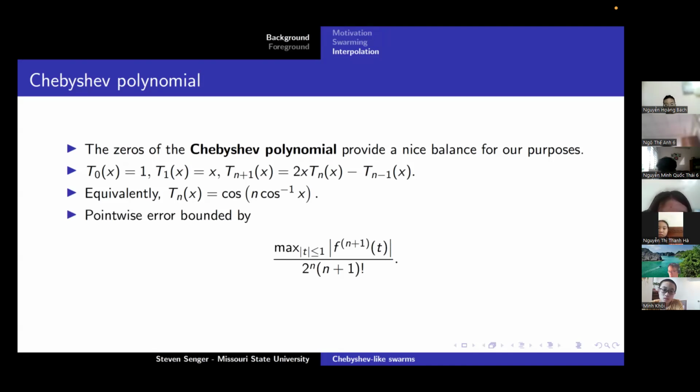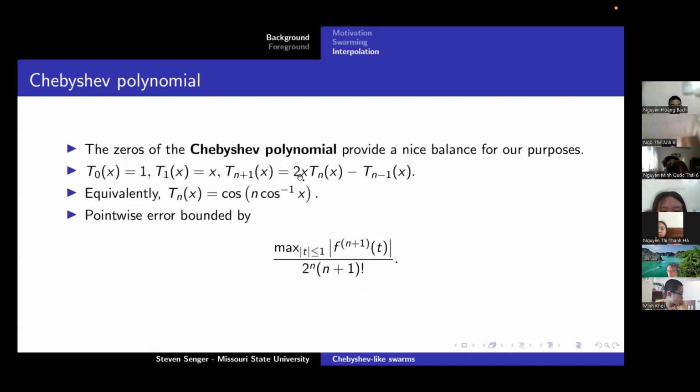Now, why are we so excited about the Chebyshev polynomial? It gives us this pointwise error. So let me break this expression down for you a little bit. If I'm sampling, taking the maximum over t between plus and minus 1, so absolute value of t is bounded above by 1, then I've got the absolute value of the n plus first derivative of f evaluated at any point over 2 to the n times n plus 1 factorial, if I'm sampling at the zeros of the nth Chebyshev polynomial.